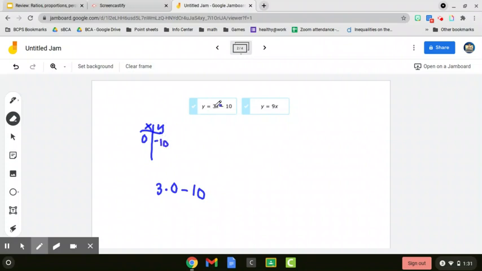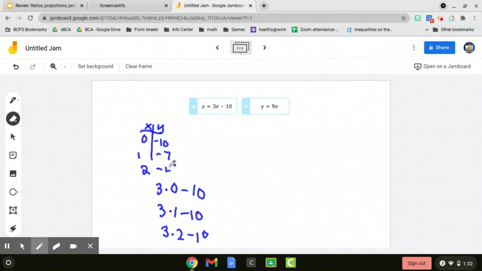Well, what if x were 1? Then I could do 3 times 1 minus 10. 3 times 1 is 3, minus 10 is negative 7. So when x is 1, y is negative 7. Let's do one more for good measure. Let's say x is 2. We would do 3 times 2 and minus 10. So 3 times 2 is 6, minus 10 is negative 4.